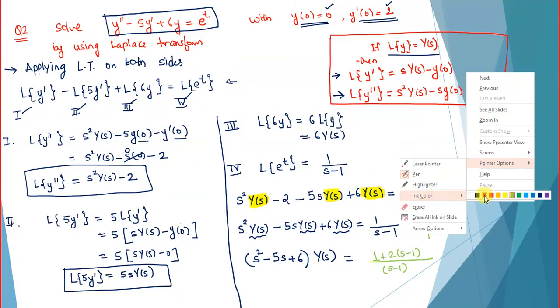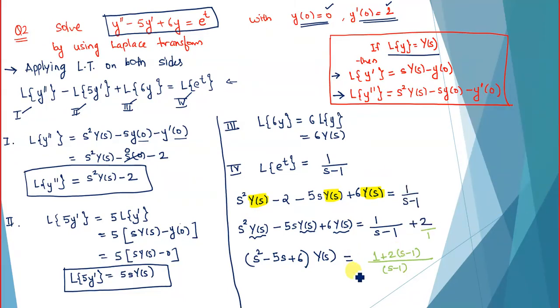Okay, then when you simplify it, you will get this side as 2 multiply s, 2 multiply 1. So it is 1 plus 2s minus 2 over s minus 1. This is the value of s square minus 5s plus 6 times y of s. Let's solve it. So here plus 1 minus 2, we can add them together. So what will it give you?